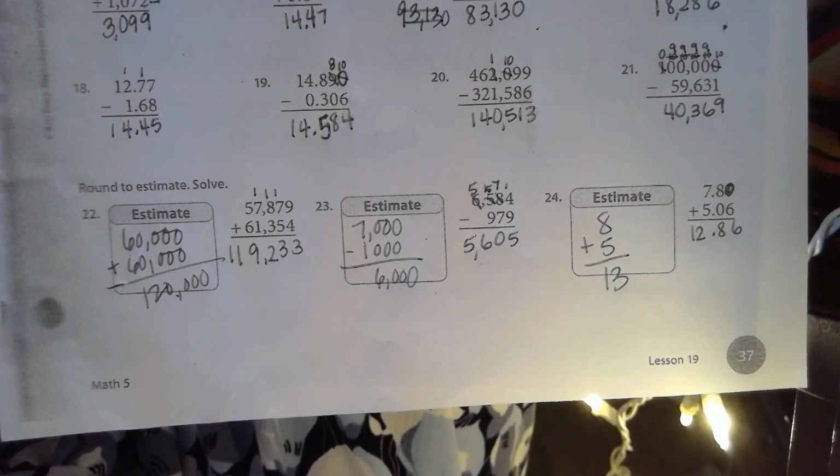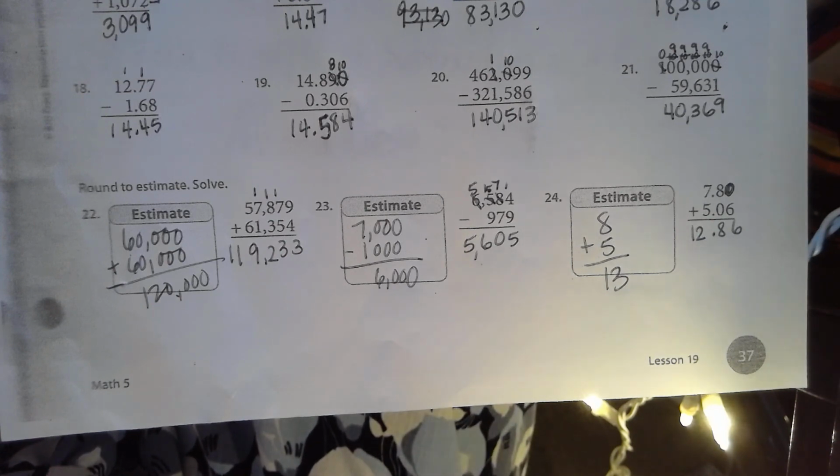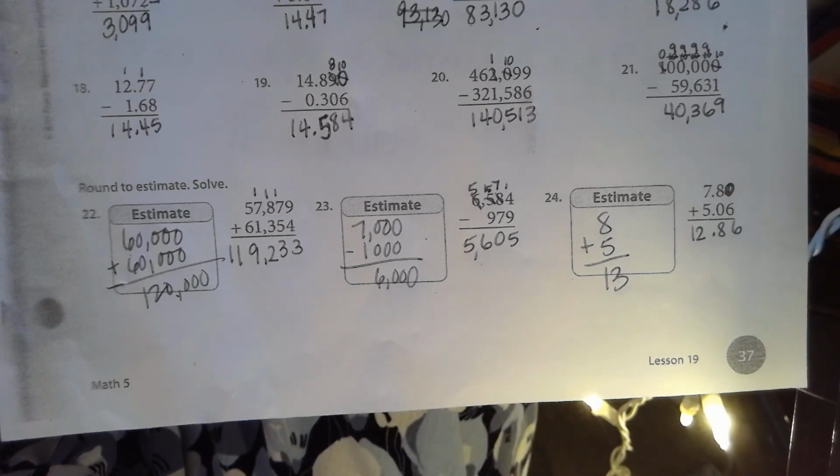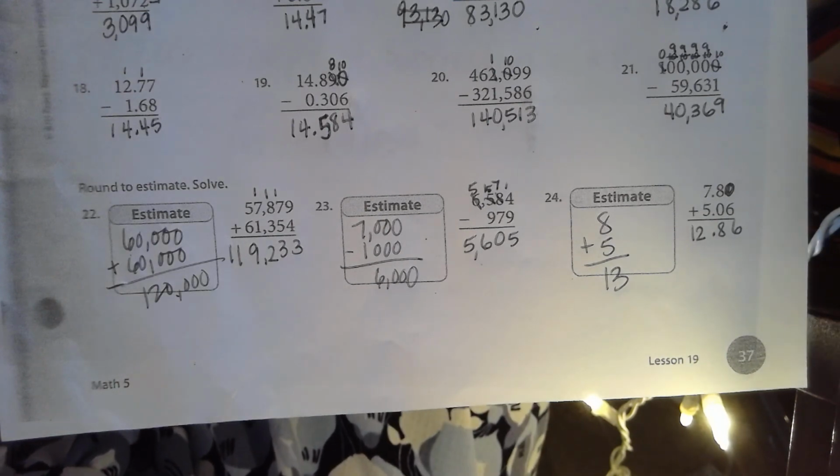We all agree? Okay. And then for number 24, 7.8, I rounded that up to an 8. The 5.06, because of that 0, I went ahead and rounded it just to a 5 and added those for a 13. My answer for number 24 was 12.86 or 12 and 86 hundredths. Any questions about any of those guys?